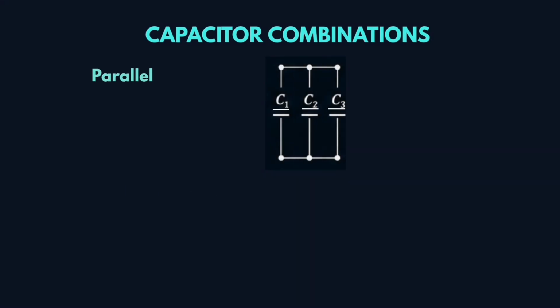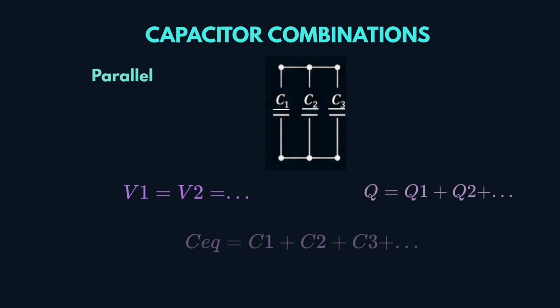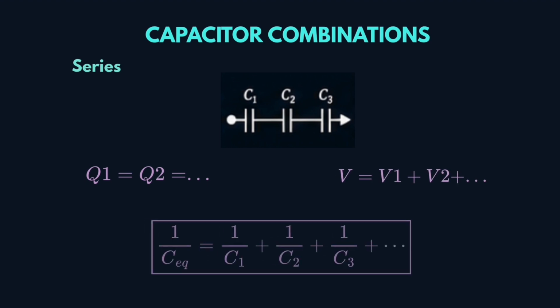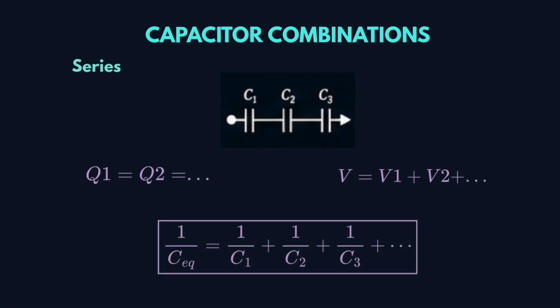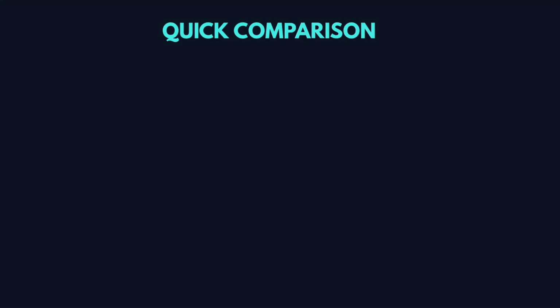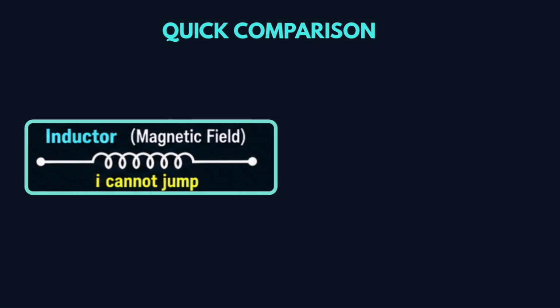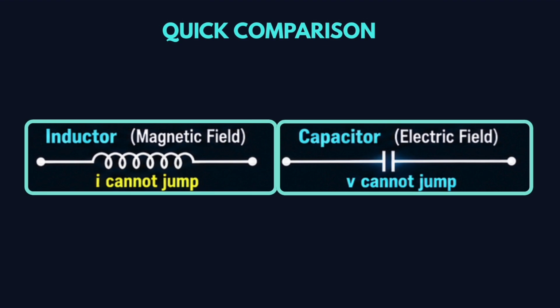Let's consider the series and parallel equations for a capacitor. In case of parallel connection, since voltage is same, charge adds up. Equivalent capacitance is given as C1 plus C2 plus C3 and so on. In case of capacitors connected in series, charge is same, voltage adds up, and equivalent capacitance is given as 1 by C equivalent equals 1 by C1 plus 1 by C2 and so on. Finally, what we need to understand is inductor stores energy in magnetic field, current cannot jump there. But in capacitor, since it stores energy in electric field, voltage cannot jump.